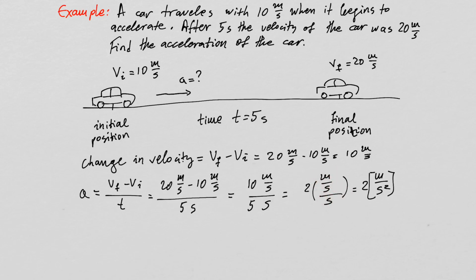That means that initially the car was going at 10 meters per second. 1 second later, the car was going 2 meters per second faster, so that means 12 meters per second. After another second, 2 meters per second faster than before, so that is 14 meters per second. After another second, 2 meters per second faster than before, so that is 16 meters per second. And so on and so forth. So every second, the car would go 2 meters per second faster. And so that is the meaning of the acceleration.